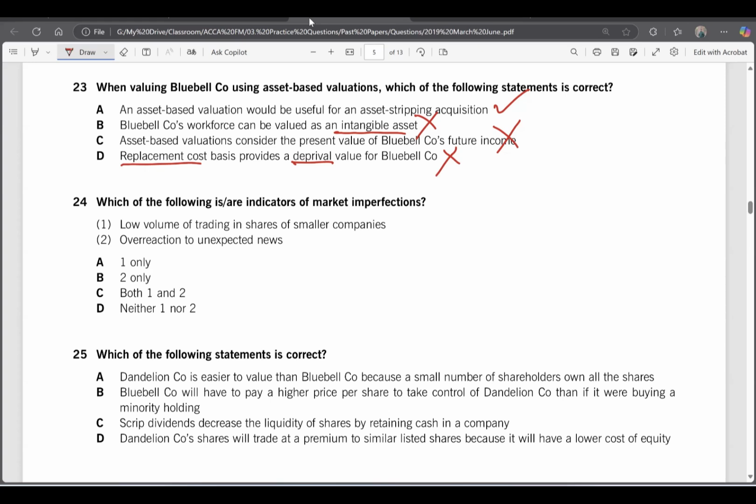Okay, next is the market imperfection. Okay, we haven't done this topic yet.